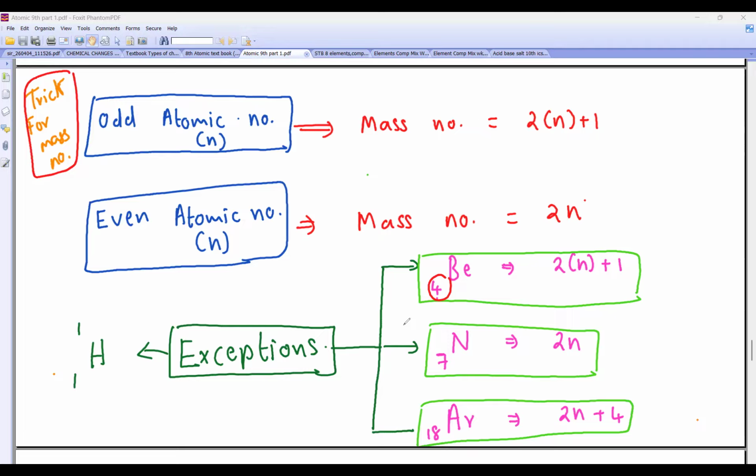Now is it understood? But these 4 are exceptions: hydrogen, beryllium, nitrogen and argon. Argon will be how much, beta? Its atomic number is 18. So 36 plus 4, 40. Okay?